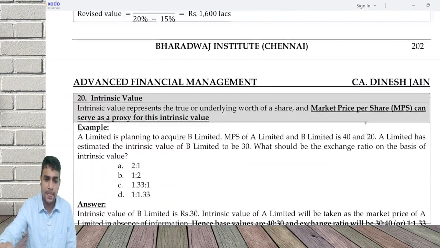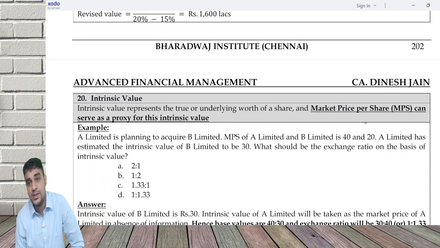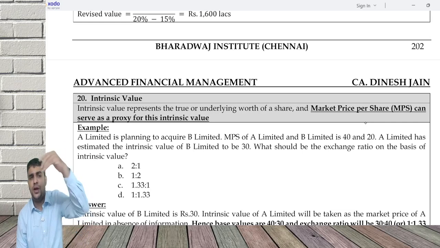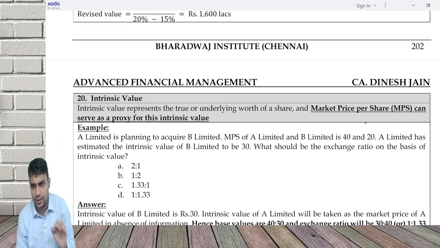This we have done. Now let's understand what intrinsic value is. Intrinsic value means the real value of a company. For example, you went to a shop and wanted to buy some product. You have no idea of the product price. He says the market price is 200 rupees. That is the intrinsic value. Whatever the market price is, is the intrinsic value.